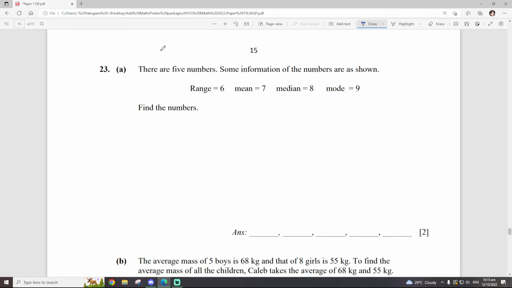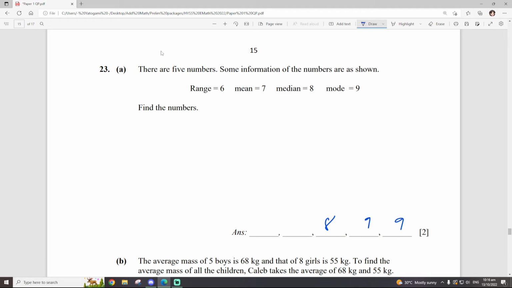There are 5 numbers, some information about the numbers here. Range, mean, median, mode. Find the numbers. Okay. So we know first of all that total. So 9 is the mode. If a data set has a mode, that means that there has to be one that's more common, right? So I know that, and median is 8. So that means the middle number is 8. So we have to fill in the blanks. So let's see. So the median is 8, and that must be in the middle. 9 is the mode, which means there must be 2 9s.